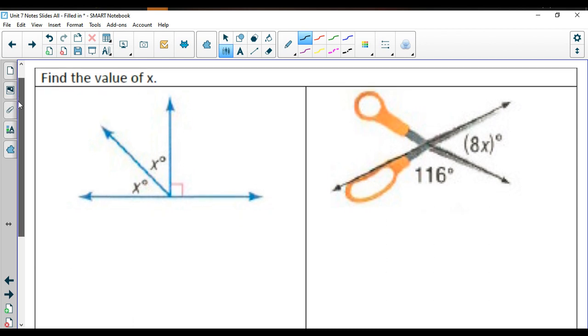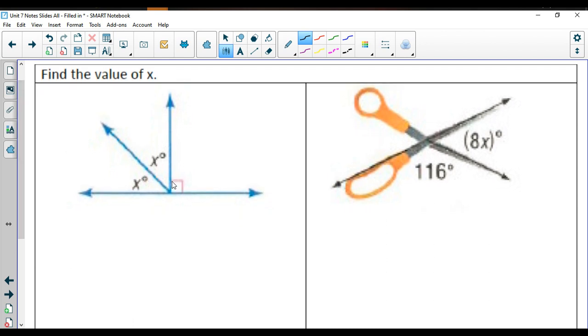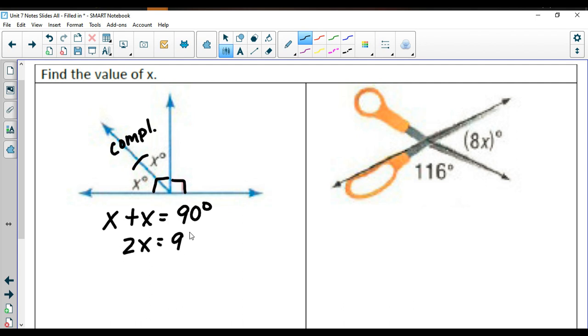For these ones here, find the value of x. I notice this is a right angle here, and this side would also be a right angle. So these two are complementary. So I'm going to have x plus x is equal to 90 degrees. So that's 2x equals 90 degrees. Divide through by 2, x is equal to 45 degrees.